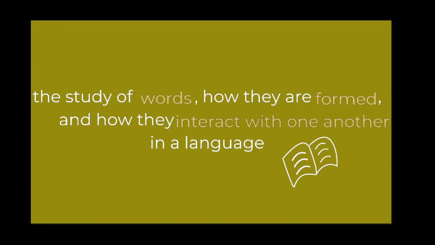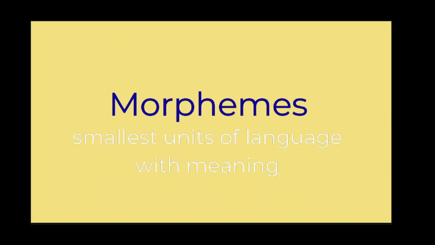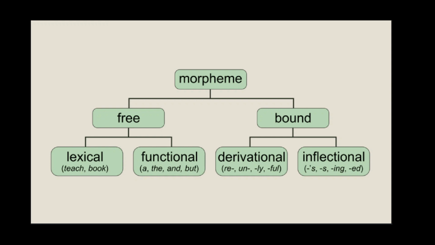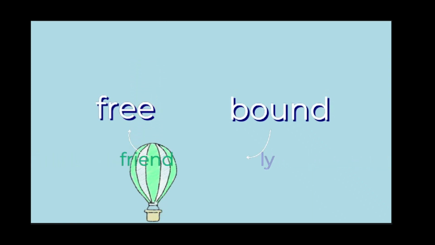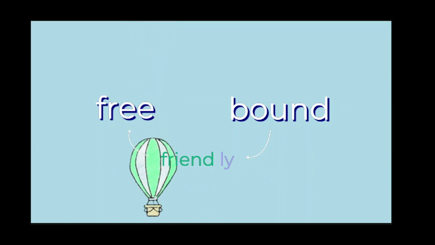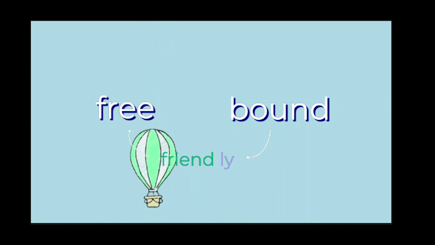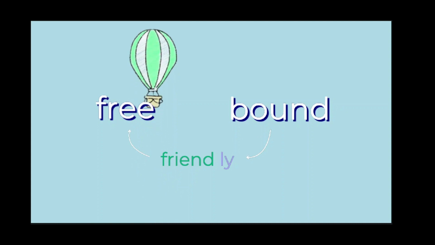Morphology is the study of words, how they are formed, and how they interact with one another in the language. The smallest units of language with meaning are called morphemes. There are 2 types of morphemes, free and bound. Free morphemes are simple words that can stand alone, like the word friend. Bound morphemes must be used with a free morpheme to form a word and cannot stand alone, like ly in friendly.